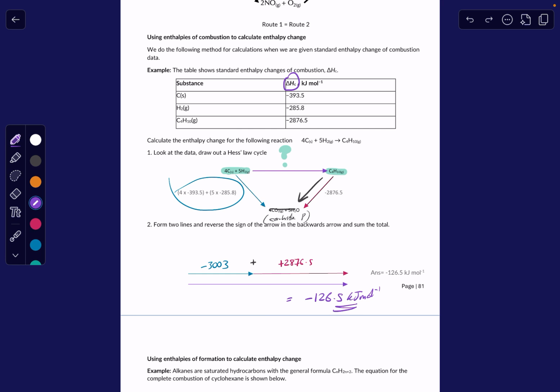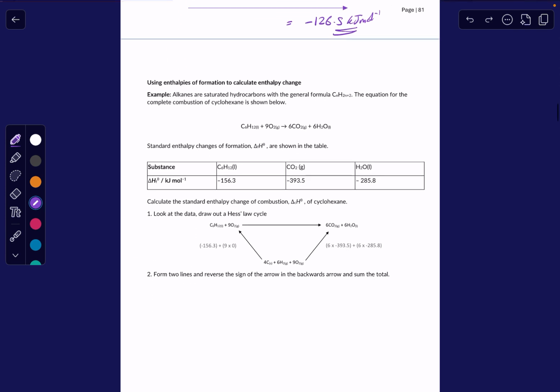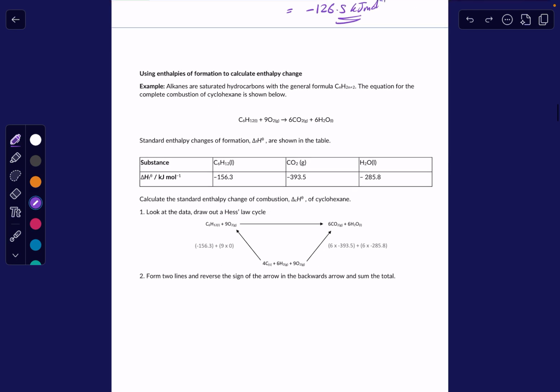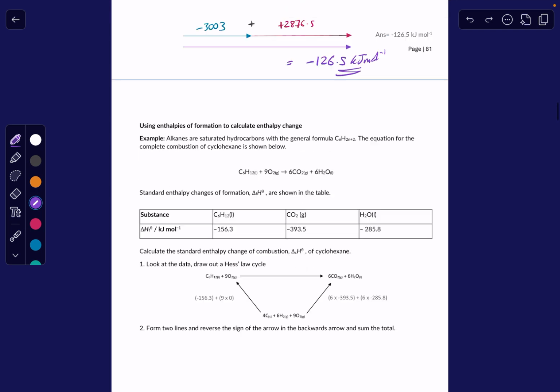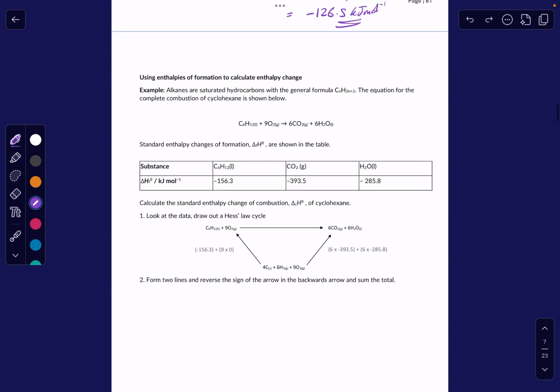These are the rules of the game of Hess's law, and there are quite a few steps that you need to take into account, but you could get anywhere between 4 and 6 marks for this, so it's definitely worth practicing. Let me move on to the next one over here. And this time, you can see we've got something slightly different. We're now looking at formation. This one was combustion data. This is now formation data.